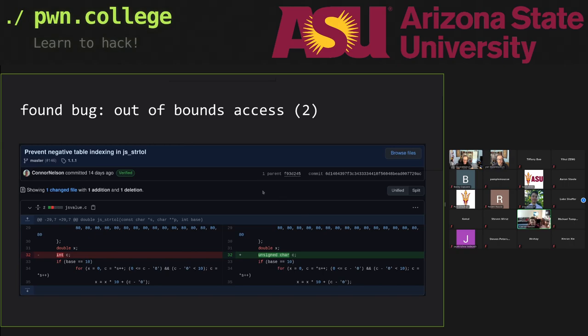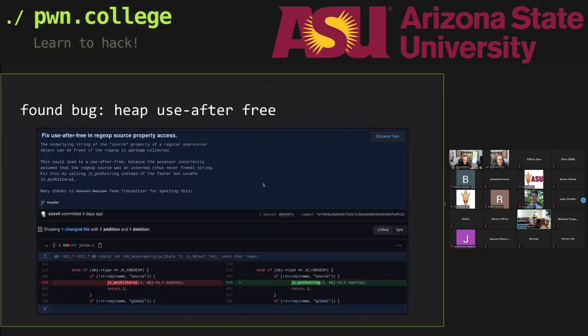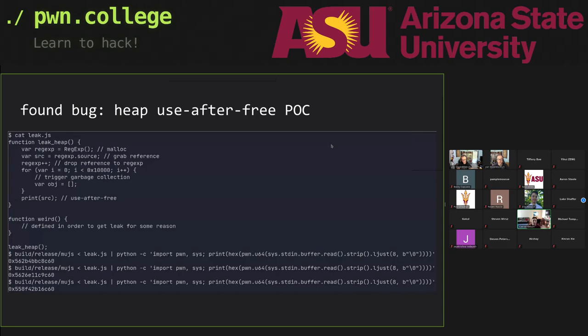But then after a long period of no bugs showing up, eventually we got our fourth bug. And this one actually had security implications. We found a heap use after free, or I guess the fuzzer found a heap use after free, and we enjoyed the reward of that, where there was a use after free in JavaScript regex objects. So this was patched. Here's a proof of concept of that use after free.